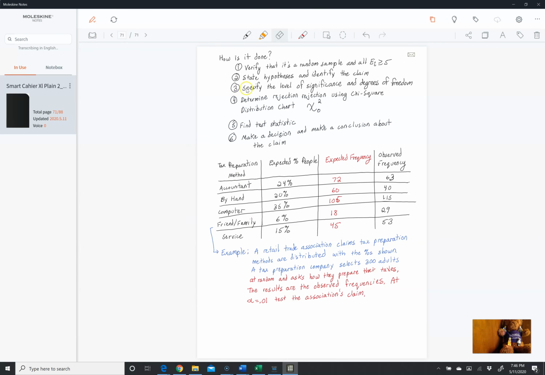That should be in blue. I apologize. I'm not going to rewrite it. I'm sorry, it's not in blue.